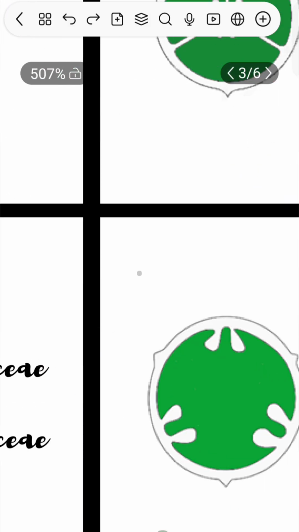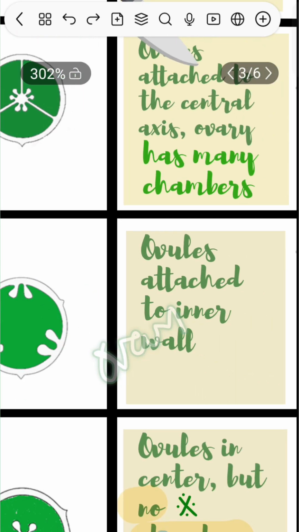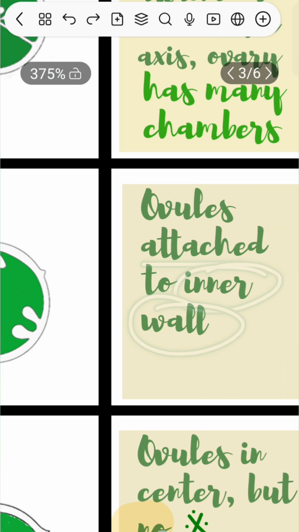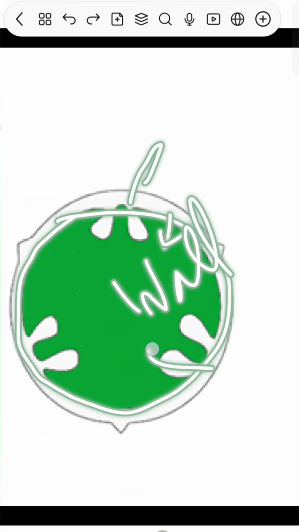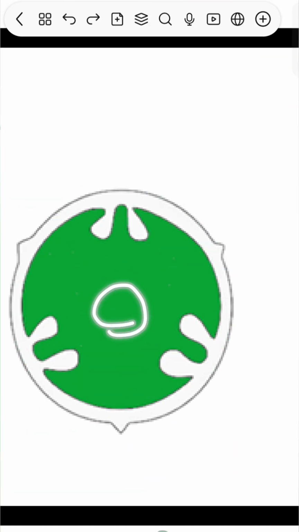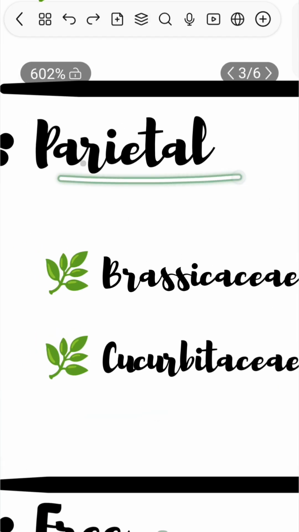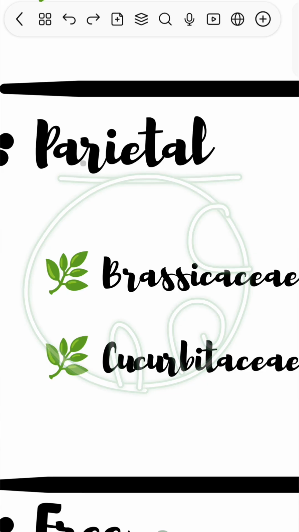Let's see the parietal. Parietal is very interesting and easy. You can see the chamber, right? This is the ovary part. Where does the seed attach? See, the ovules are attached to the inner wall. They are not attached in the center or the side. They are attached on the inside. So parietal means on the inner side of the wall, the ovules are attached.